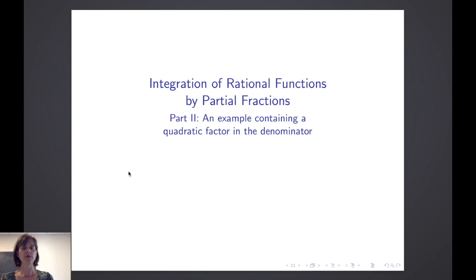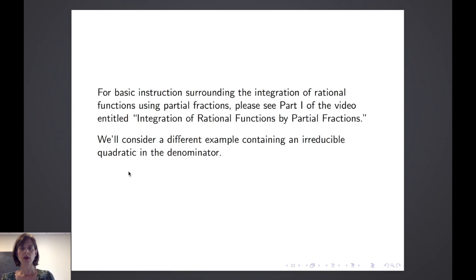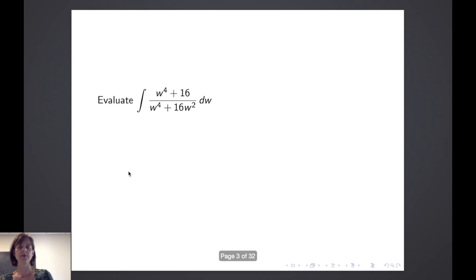Hello! In this video, we'll continue our exploration of integration of rational functions by partial fractions and consider an example containing a quadratic factor in the denominator. If you want to review the instructions surrounding the integration of rational functions and the rules that need to be applied, I encourage you to return to part 1 of the video entitled Integration of Rational Functions by Partial Fractions. We'll proceed with our consideration of an example containing an irreducible quadratic in the denominator.